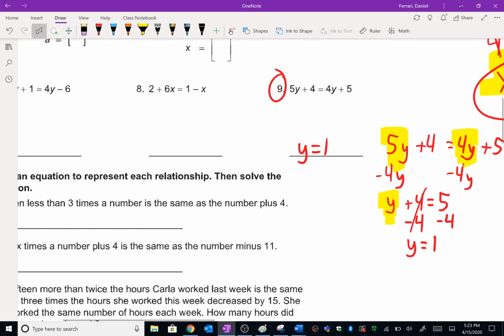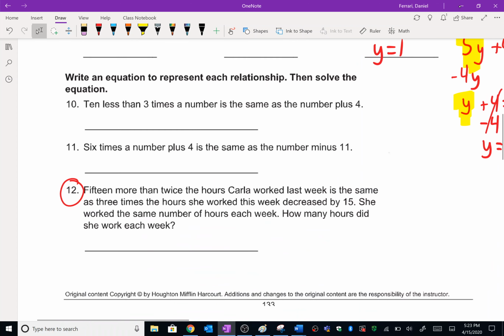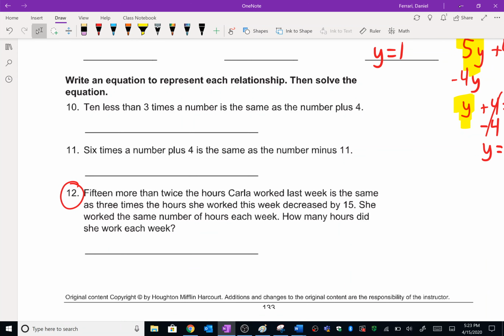Okay, so last type here. This one is the word problem. Now, I picked the hardest one of these word problems to do with you guys. Okay, but the rest of them are pretty simple as well, okay? And they all center around the same idea, okay? They mention a number. Okay, now that number is going to be represented by our variable, okay?